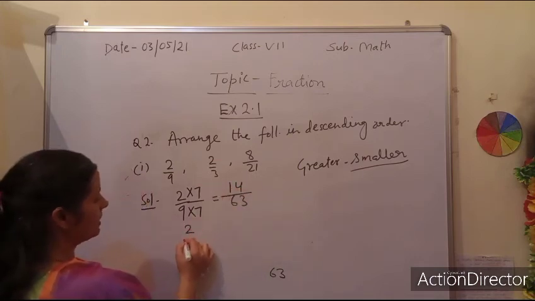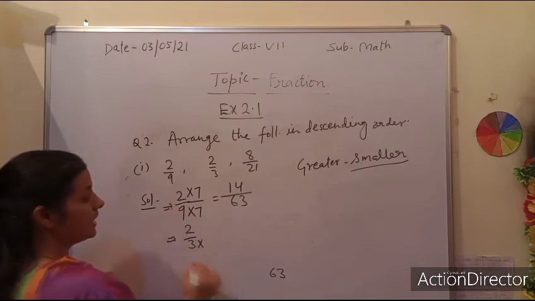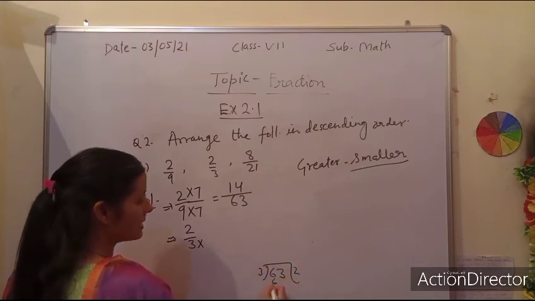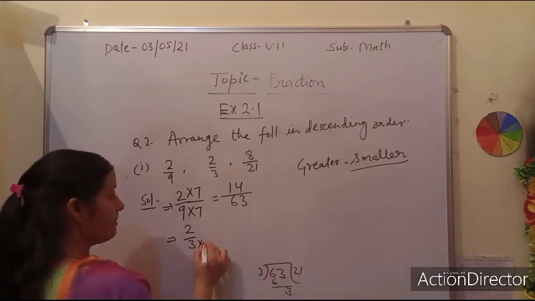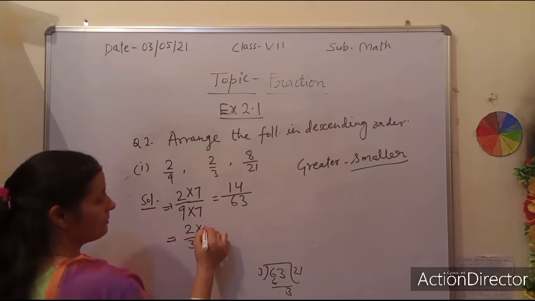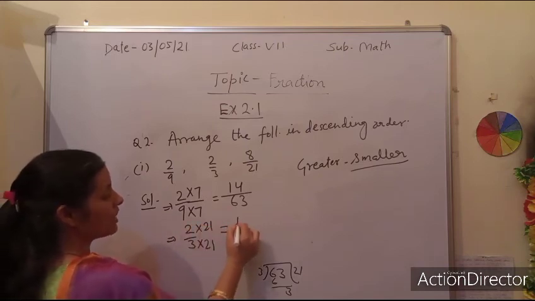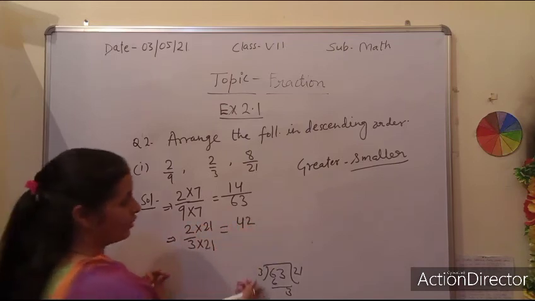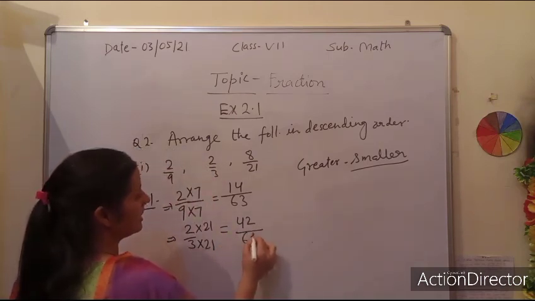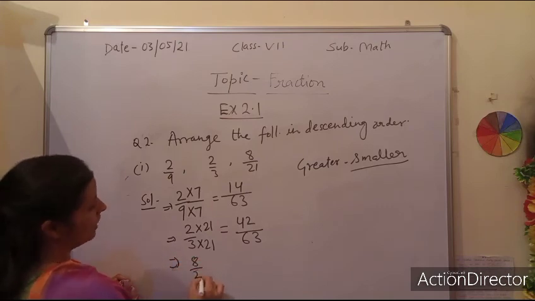Now come to the next one, 2 upon 3. How many times do I multiply 3? If I multiply 3 by 21, I get 63. So I have to multiply the numerator also: 21 twos are 42. You can multiply it to check. So it is 42 upon 63. Understood? Now come to the last one, that is 8 upon 21.